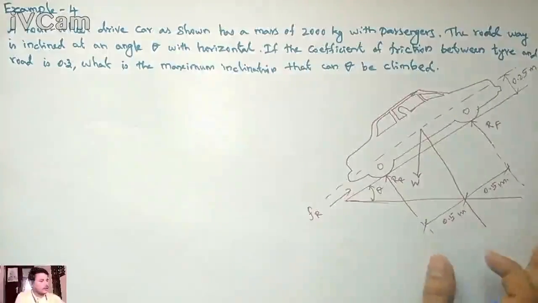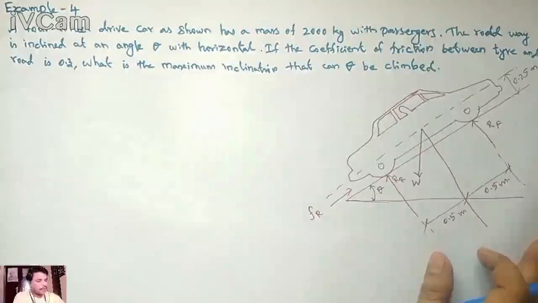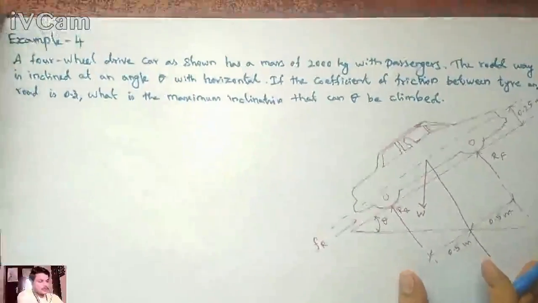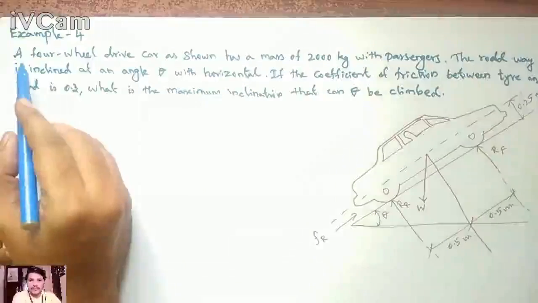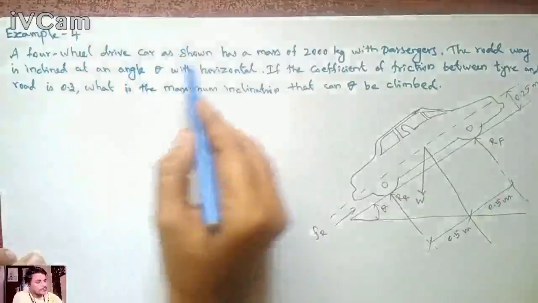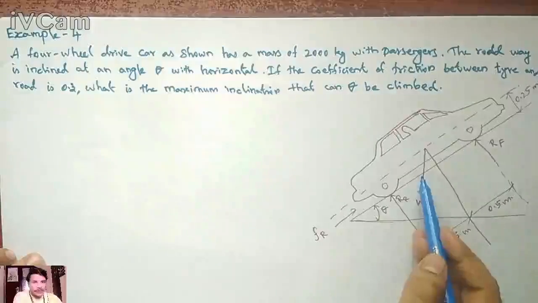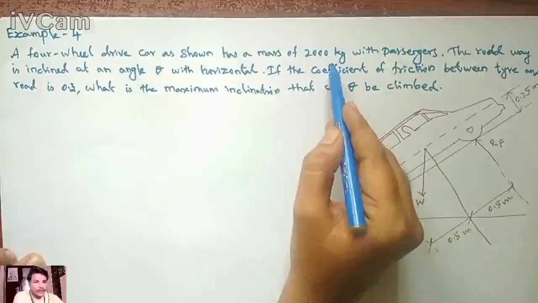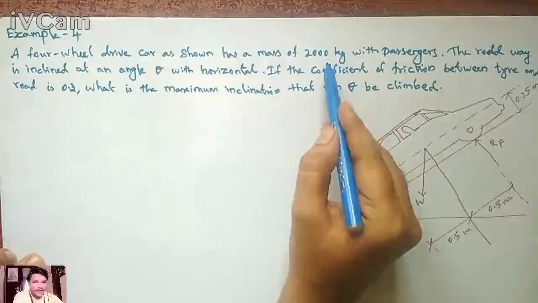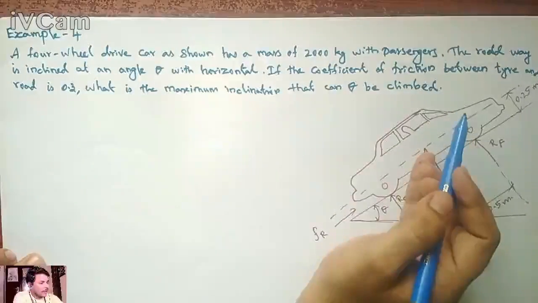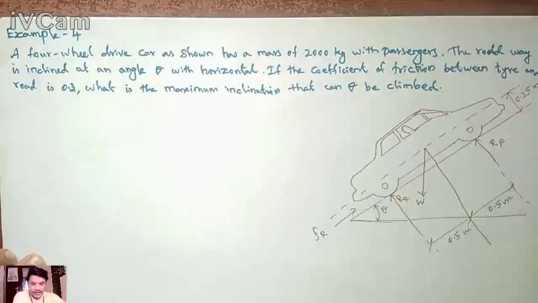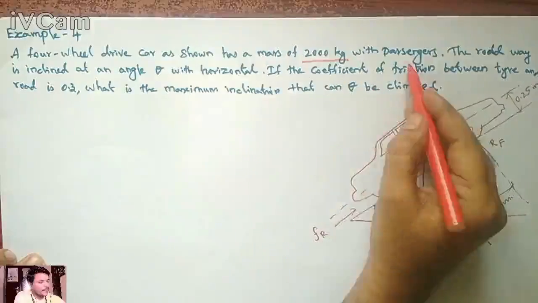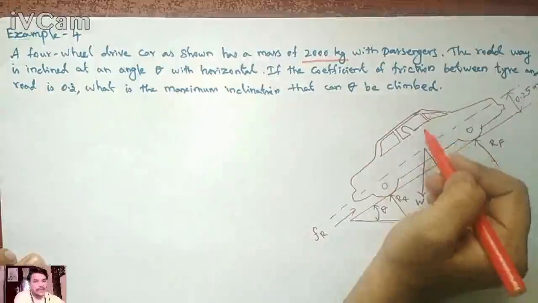Okay, next I will move into the second problem of this inclined surface. I read the problem: a four-wheel drive car, as shown in the figure, has a mass of 200 kilograms. See here, the mass is given, not the weight of the object. Here mass is given, so it is 200 kilogram with the passengers, the weight of the car including the passengers.